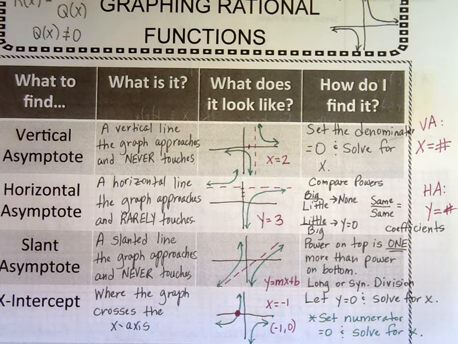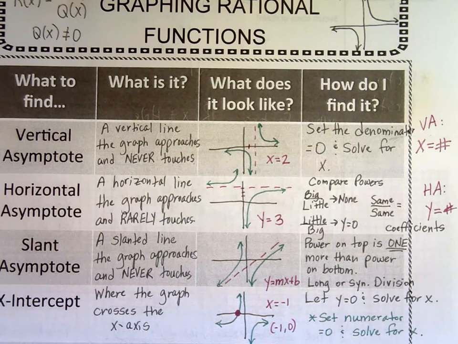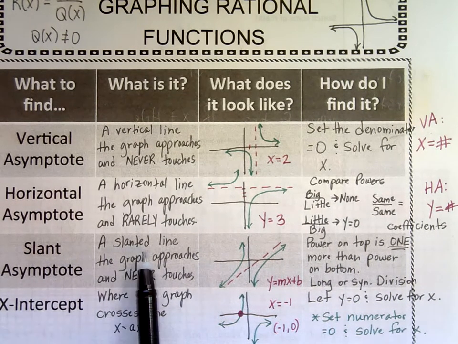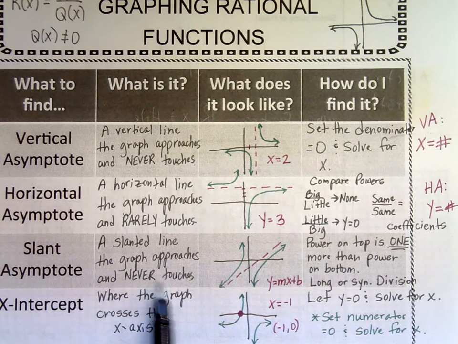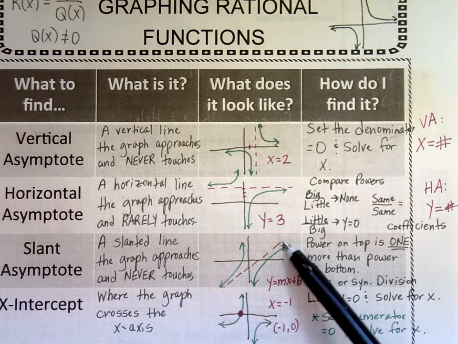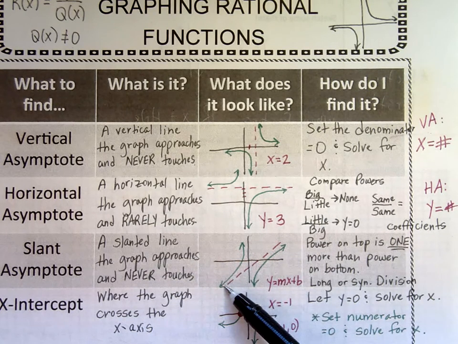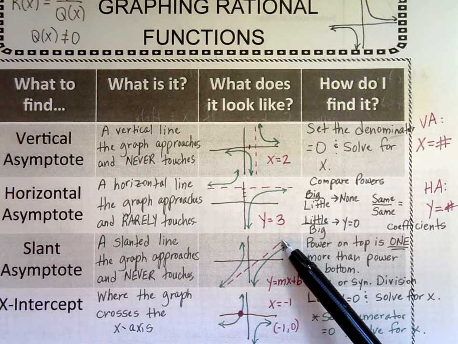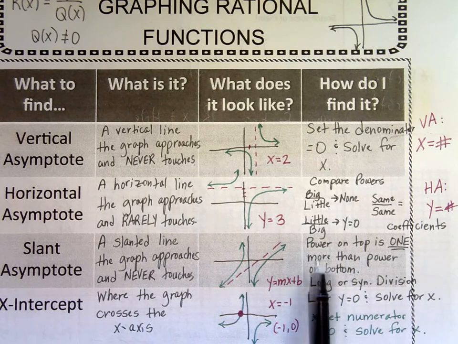Okay, now we're on to slant asymptotes. Slant asymptotes, they're slanted lines that the graph approaches and never touches. So again, I've got an asymptote. Here's my picture. And this is actually the equation of a line, right? This is a y equals mx plus b thing. You're going to have some kind of form of a y equals mx plus b because it's a straight line. And again, we do it as a dotted line. These don't come up that often, but here's when they do come up. When the power on top is 1 more than the power on the bottom.